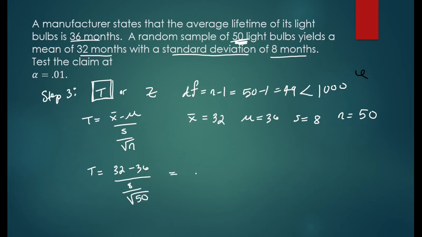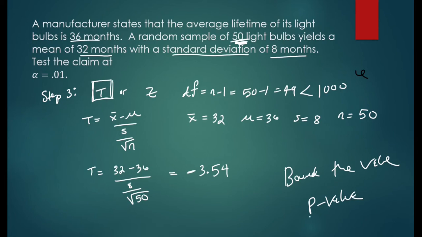Using the calculator, T is equivalent to negative 3.54. Since we're using a T statistic and we're doing it by hand, we have to bound the value to find the p-value in step 4.